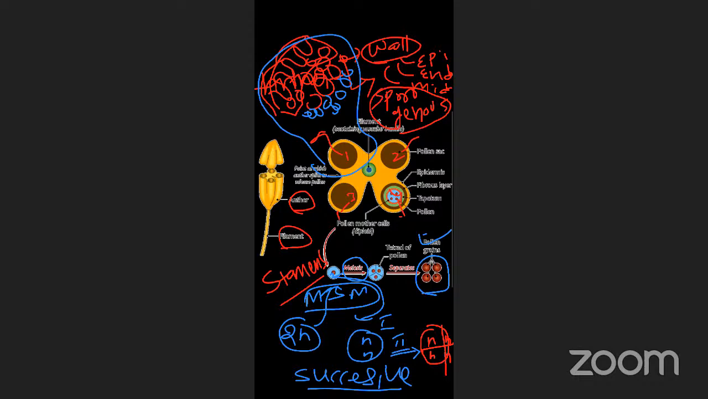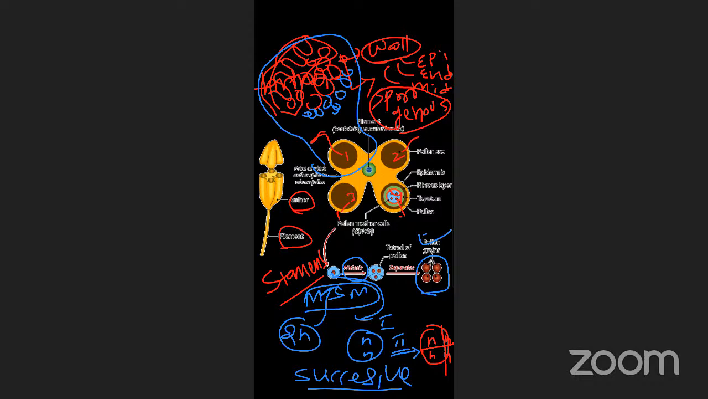Anyway, the formation of the microspore and pollen grain tetrad occurs by two methods. One is successive, another one is simultaneous. In successive, after the first meiotic division, septa formation immediately follows. That means cytokinesis occurs and septa formation immediately follows. And after the second meiotic division, again another septa forms. That is successive.